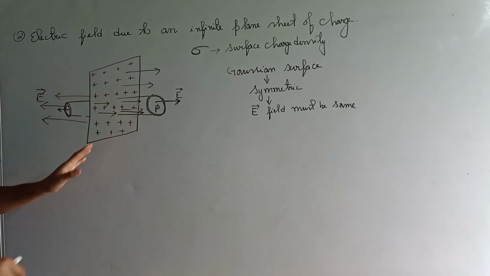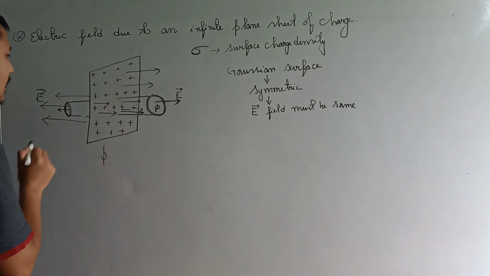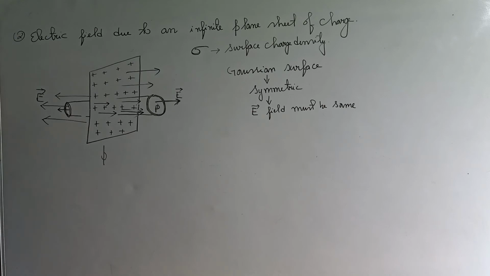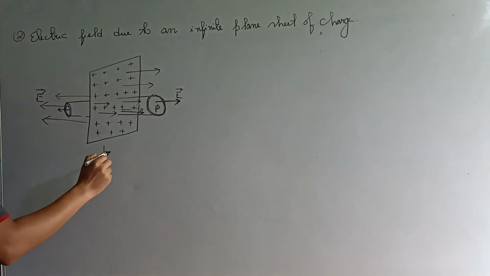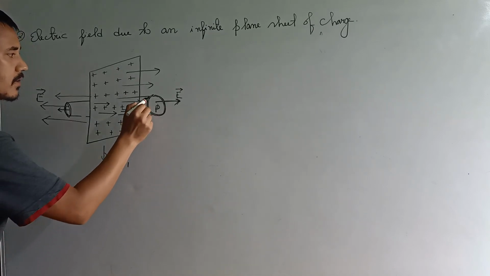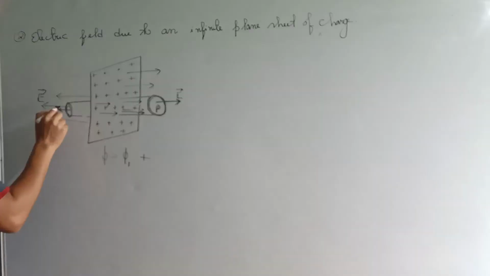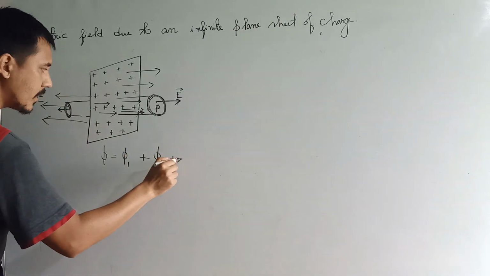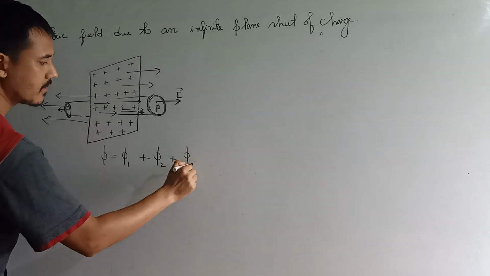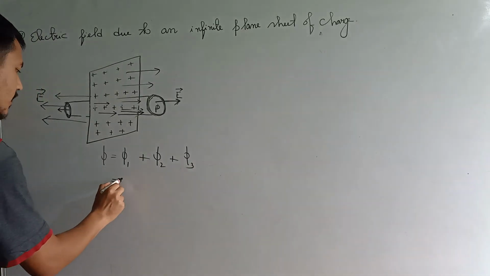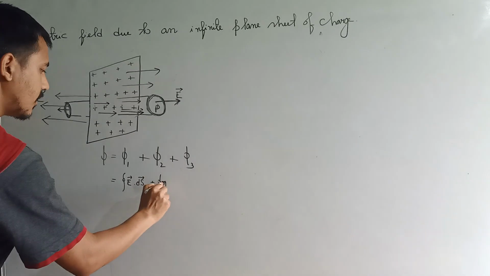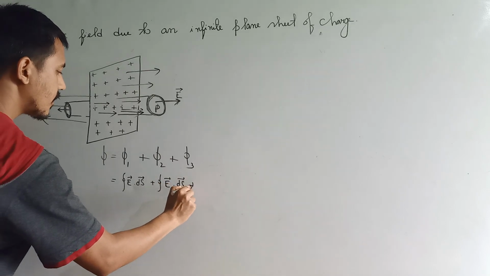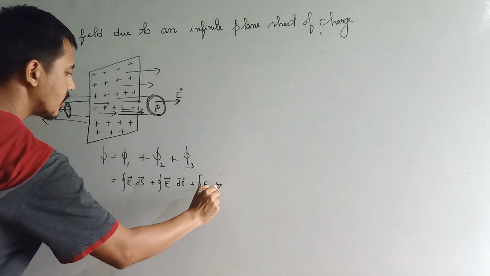Is it okay? So let phi be the total electric flux over this entire surface. Then the total electric flux over the entire surface will be the electric flux due to this surface plus the electric flux through this surface plus the electric flux through this surface, right? We know that electric flux means integration of E dot ds, integration of E dot ds plus integration of E dot ds.